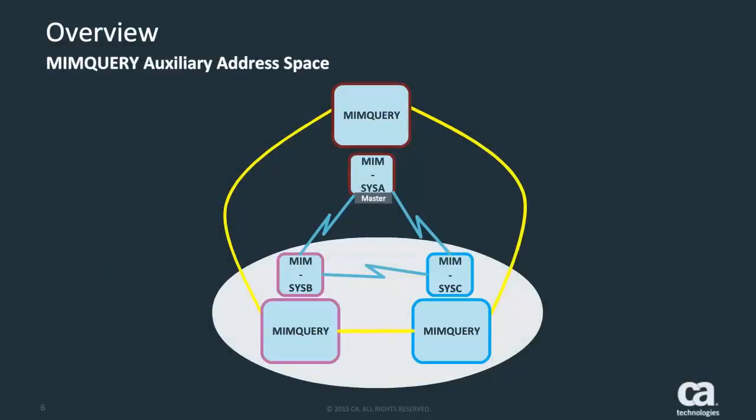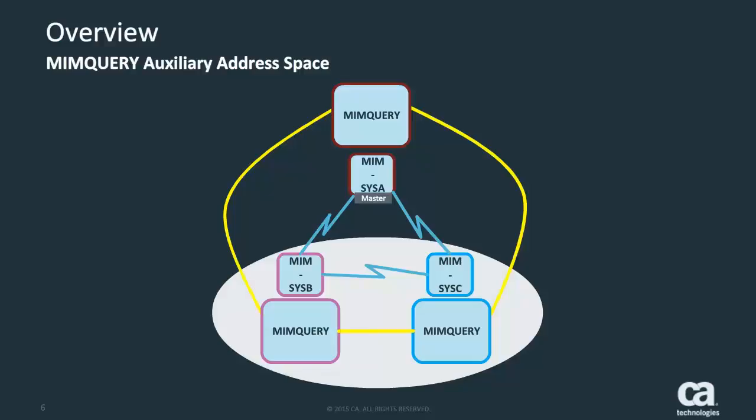Here is a diagram to show the relationship between the MIM address space and the MIMQuery server. In this diagram, there are three MIMs, represented by the small squares, in a MIMplex, and they communicate with each other via a control file, represented by the blue lightning bolts. Two of these systems are part of the same sysplex, represented by the oval. When MIMQuery is activated, an auxiliary address space is created on each system for the MIMQuery server. The MIMQuery servers communicate with each other over a CA Common Communication Interface, represented by the yellow lines.